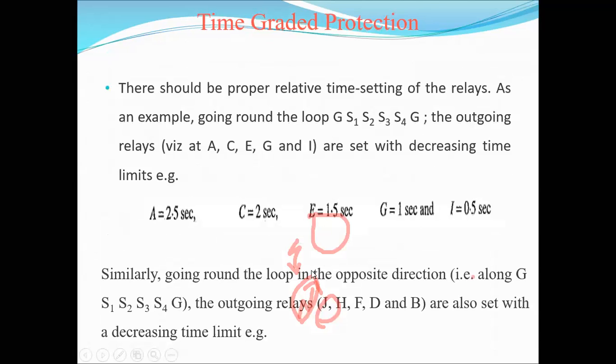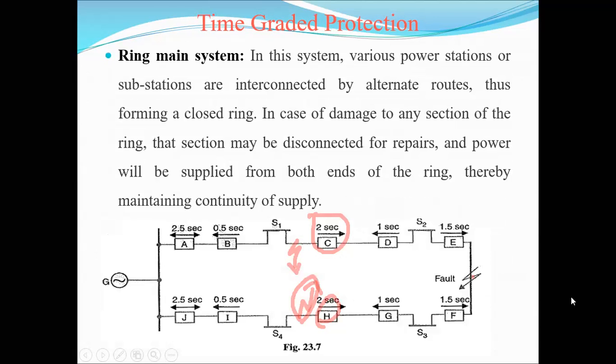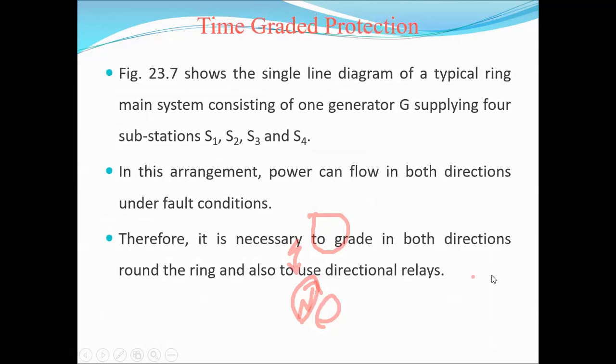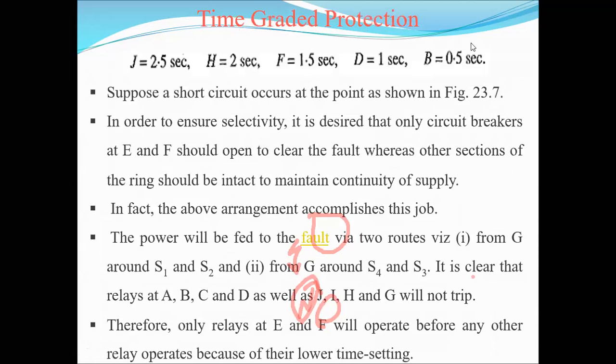Similarly, going round the loop in the opposite direction, that is G, S4, S3, S2, S1, G, the outgoing relays are J, H, F, D and B. These are the outgoing relays, and their time is also in decreasing mode, that is J, H, F, D, B.